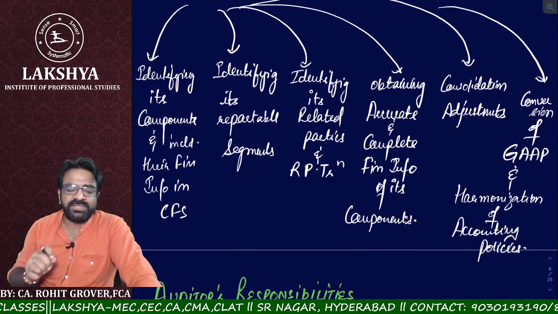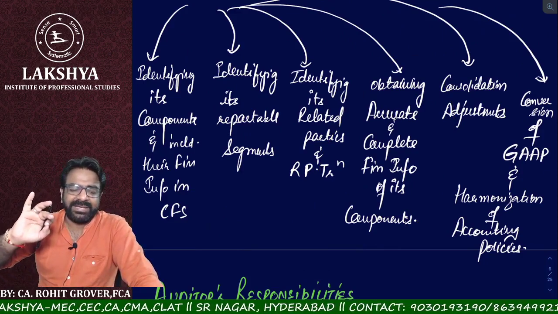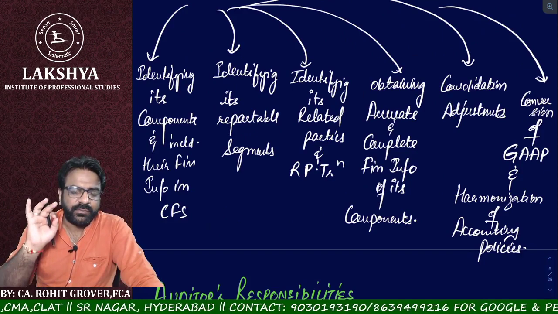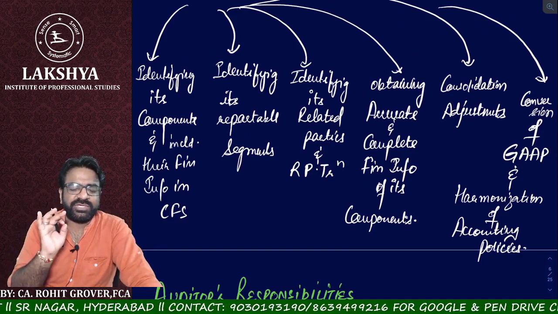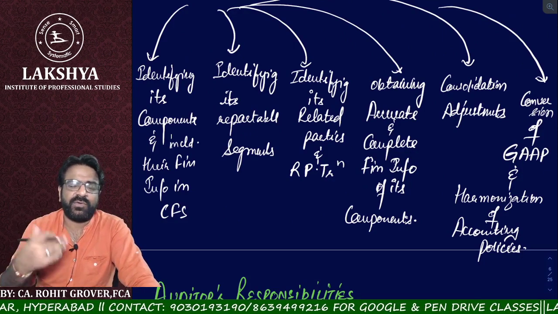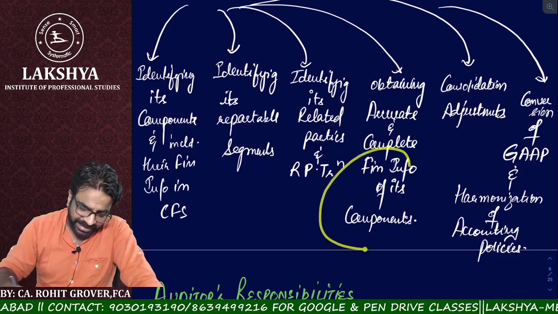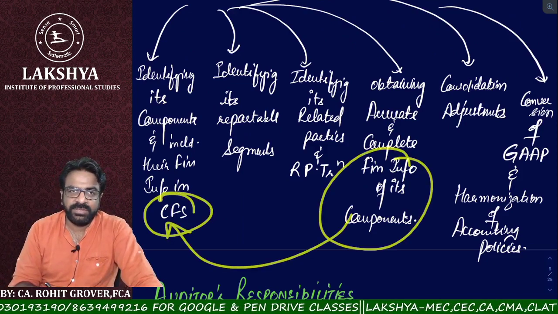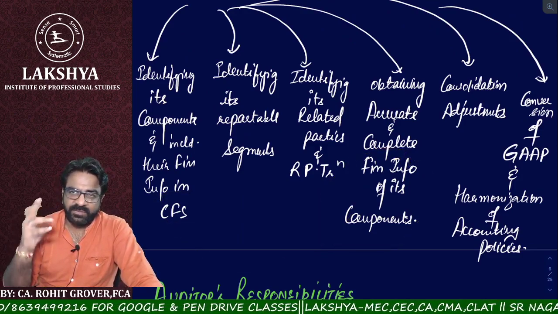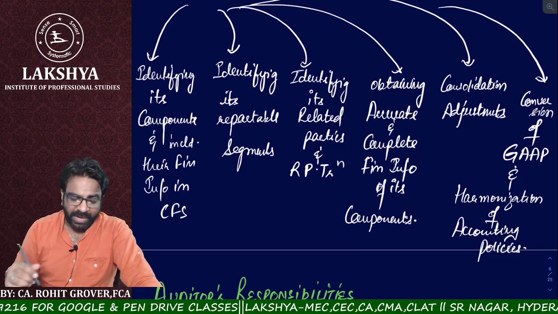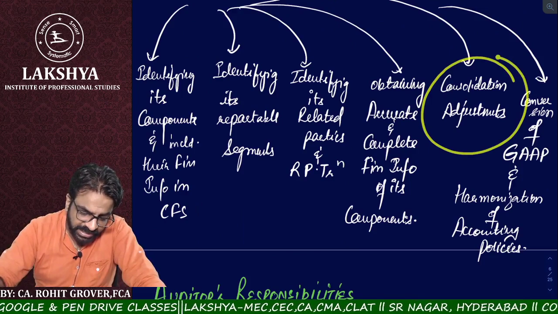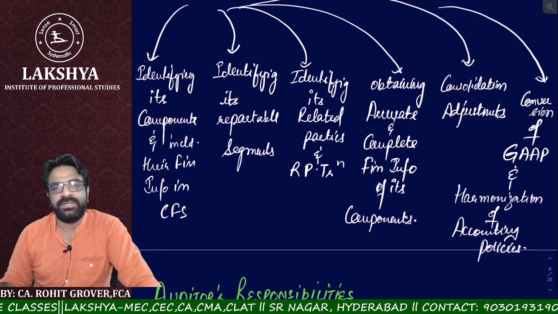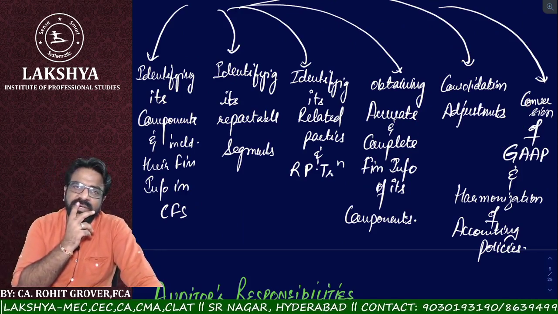So it is the parent's responsibility to obtain the accurate, correct, and complete financial information of all its components, because they are directly going to be included in what? Consolidated financial statement. 5 responsibilities are over, 1 is hidden and 4 are written in front of you. And it is the parent's responsibility to do the consolidation adjustments. Sir, what do you mean by consolidation adjustment?